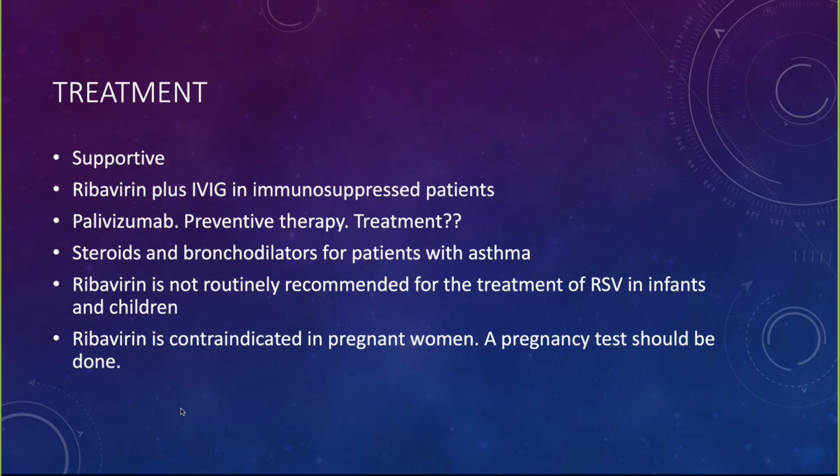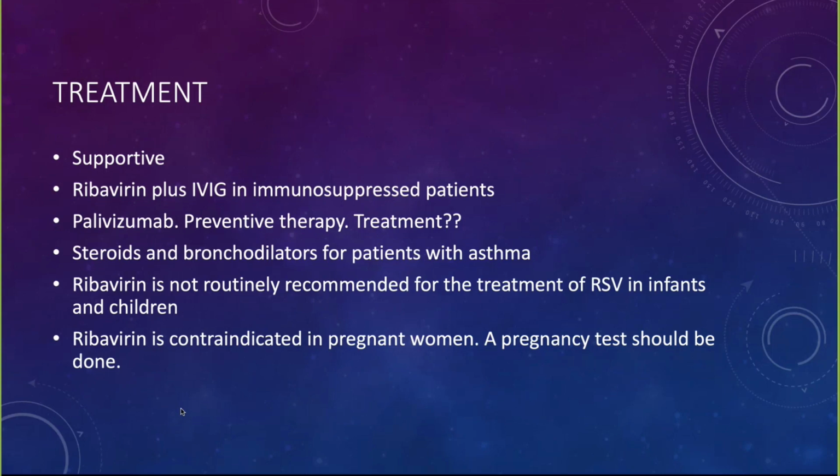Palivizumab is an RSV human monoclonal antibody that has been shown to be effective in younger kids. The data for adults is not very conclusive. It's used during the months of the peak of the virus to prevent infection. Of course, if the patient has asthma and COPD, you have to treat the asthma and the COPD as you would for an exacerbation.